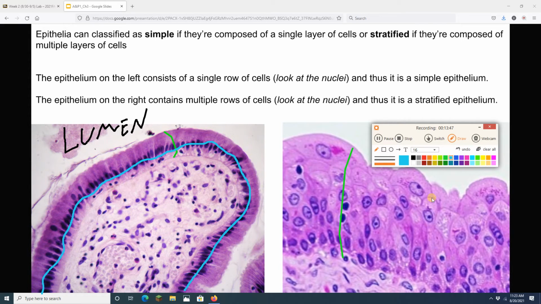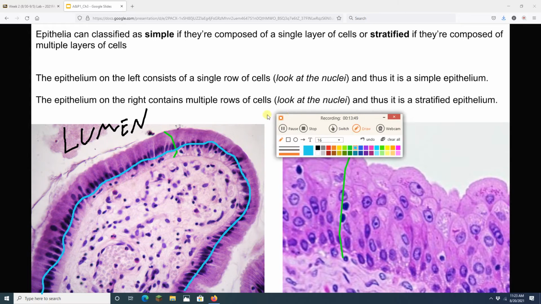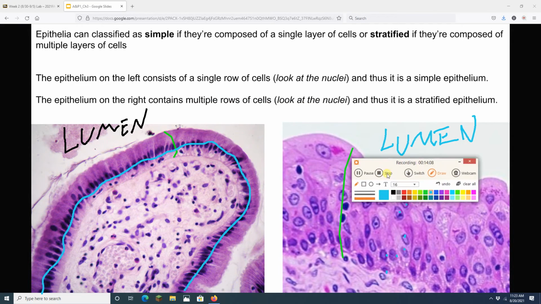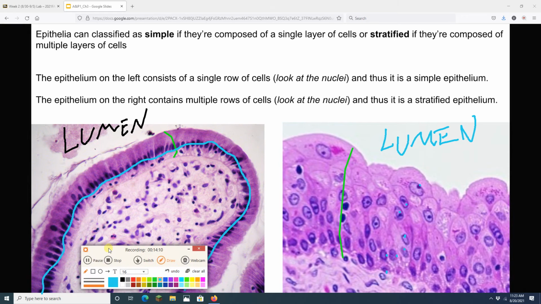Now over here, this is some epithelium lining the urinary bladder. So the lumen of the urinary bladder would be up here. Green bracket represents the epithelium. And look, nucleus, nucleus, nucleus, nucleus, nucleus, nucleus, nucleus, nucleus. There's a whole stack of them. And when there are multiple layers of cells like this, it is known as a stratified epithelium.